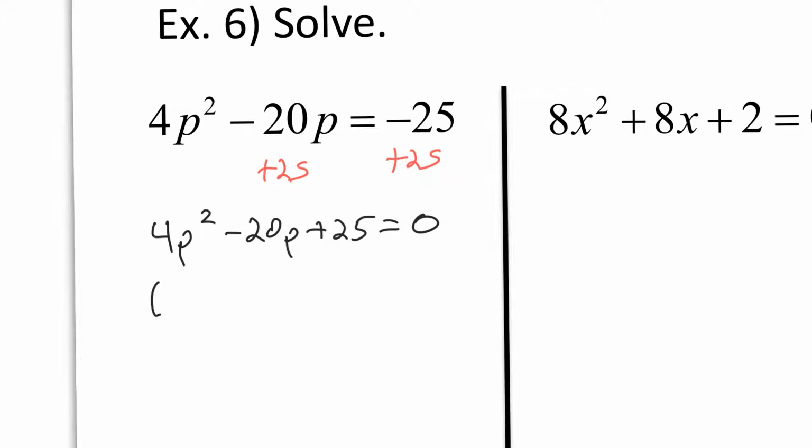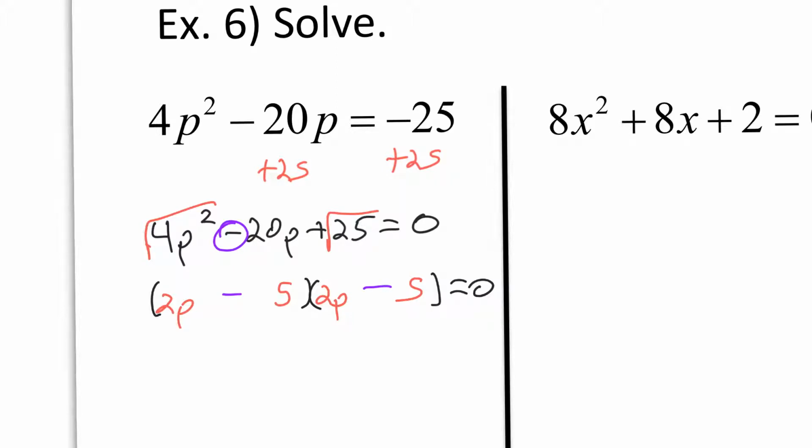So I'm going to have my 2 parentheses here equal to 0. I'm going to take the square root of 4p squared, and that's going to be 2p and a 2p here. I'm going to take the square root of 25, and that's going to be a 5 and a 5. And my middle sign is a minus.